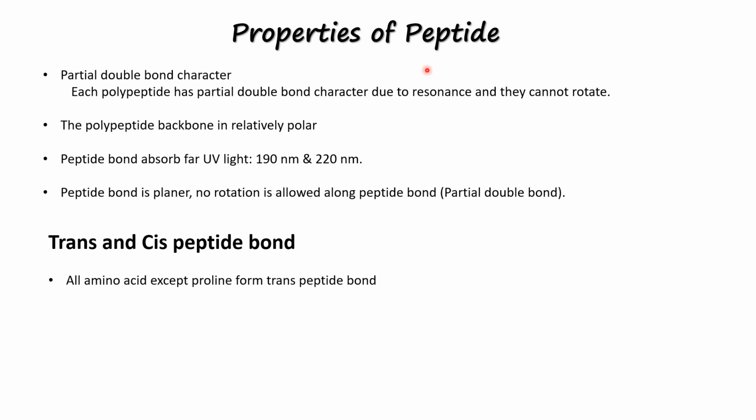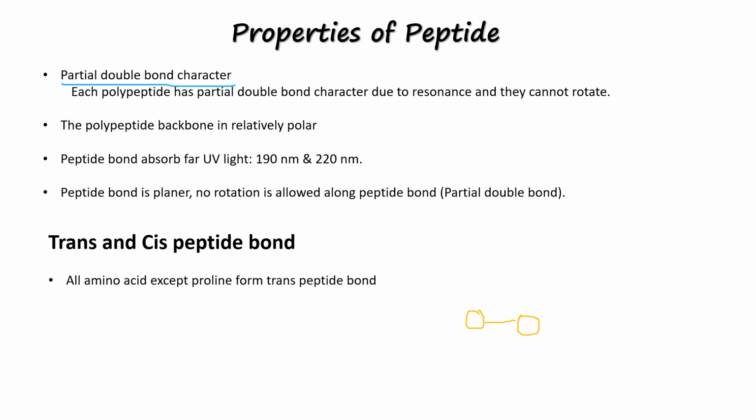Now the properties of peptide. The first is that polypeptide, or we call it peptide, has a partial double bond character. What we mean by partial double bond character is that it is not a full double bond, not a totally double bond character. It has a partial double bond character, and because of that it will not rotate. This occurs due to resonance, and because of that reason it will not rotate.